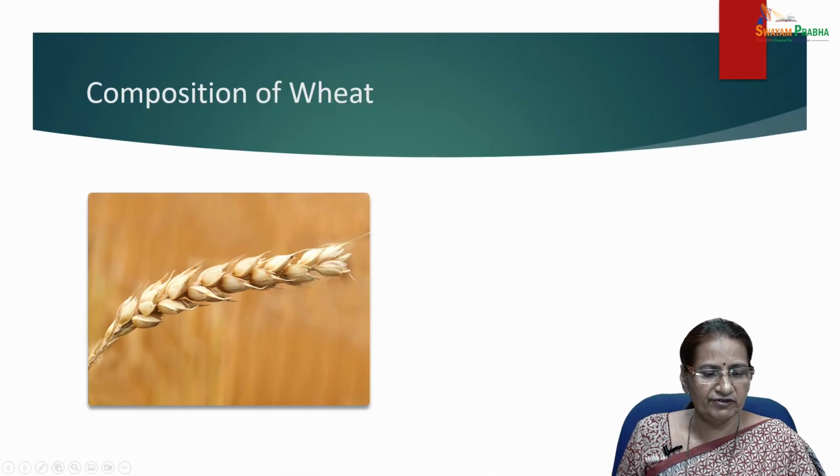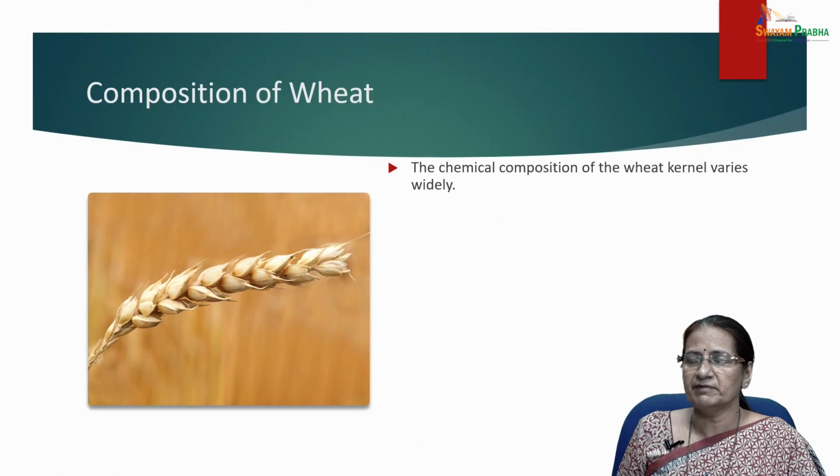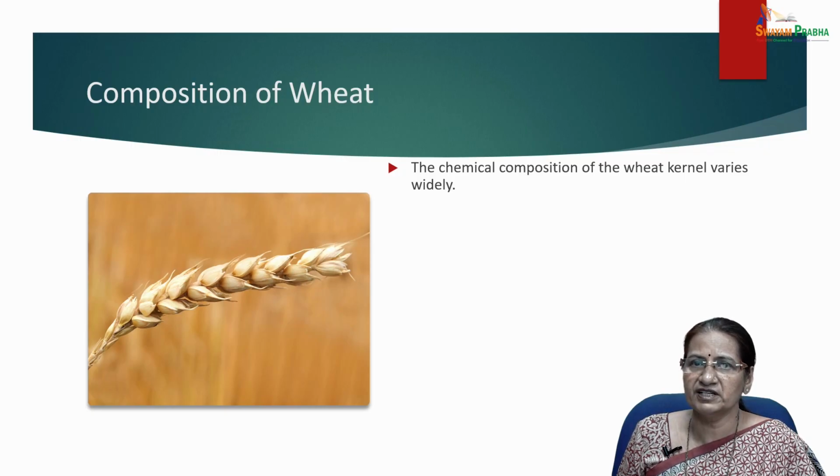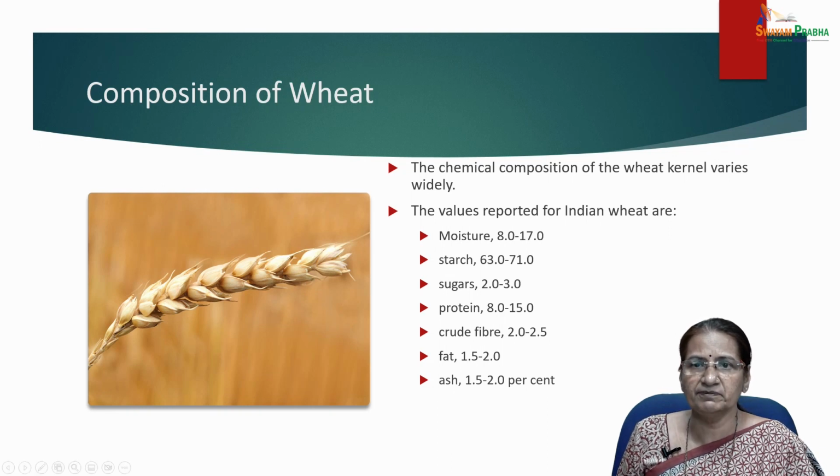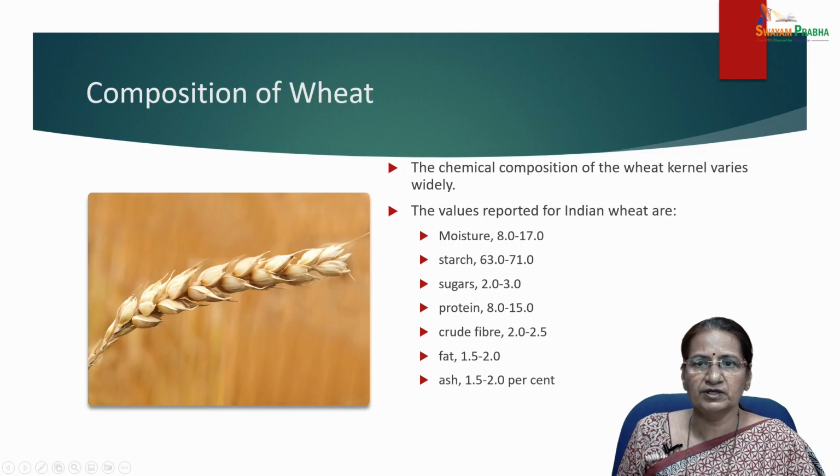Now, composition of wheat. The chemical composition of wheat kernel varies widely. The values reported for Indian wheat are moisture 8 to 17%, starch 63 to 71%, sugars 2 to 3%, protein 8 to 15%, crude fiber 2 to 2.5%, fat 1.5 to 2% and ash 1.5 to 2%.